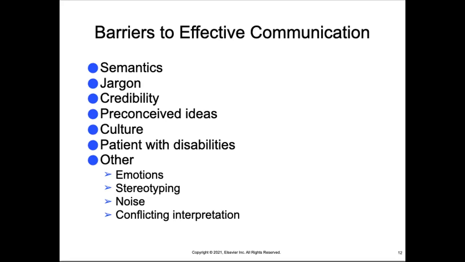Patients with disabilities that experience communication barriers will require a different approach on how we communicate with them. Other barriers include emotions, stereotyping, noise, and conflicting interpretation. Emotions play an important role as barriers to communication when people are upset, angry, or even happy. They sometimes do not hear the message.